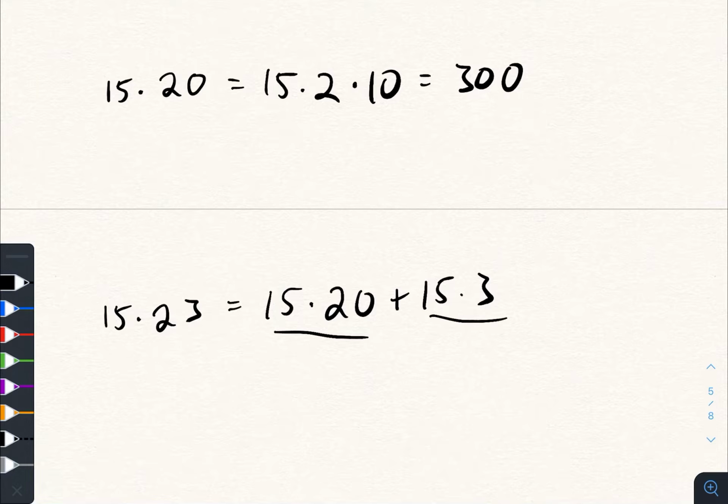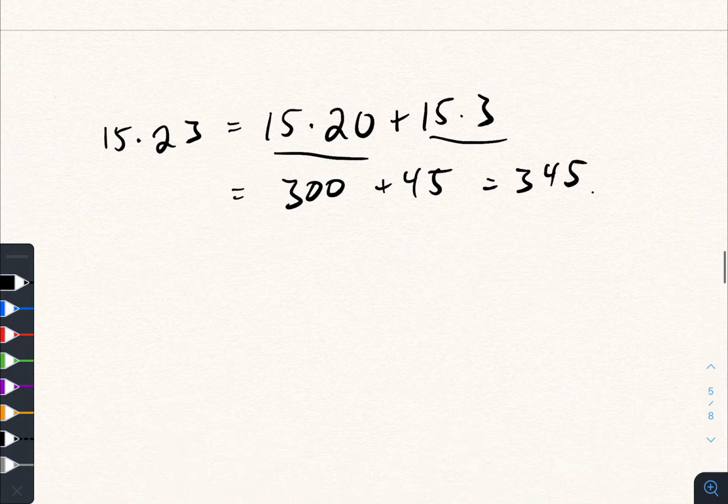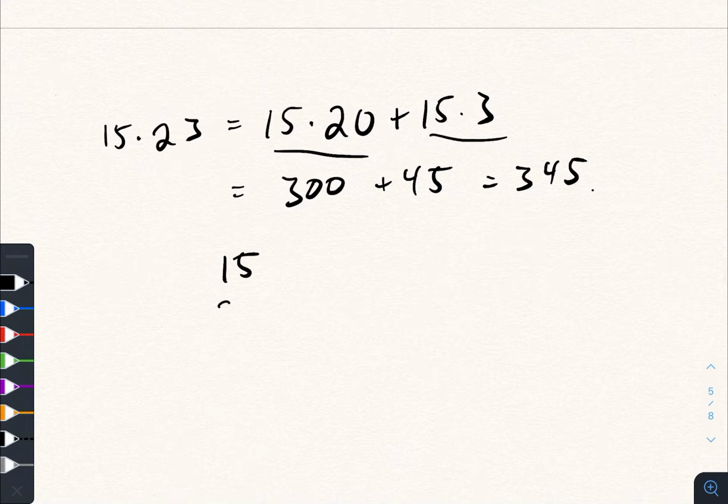And then do this in the same way we just talked about. So this would be 300, and then this would be 45, which makes 345 total. And if we were to look at how this is reflected when we do our standard algorithm, 15 times 3, we just talked about it's 45. You could write that out however you wanted.